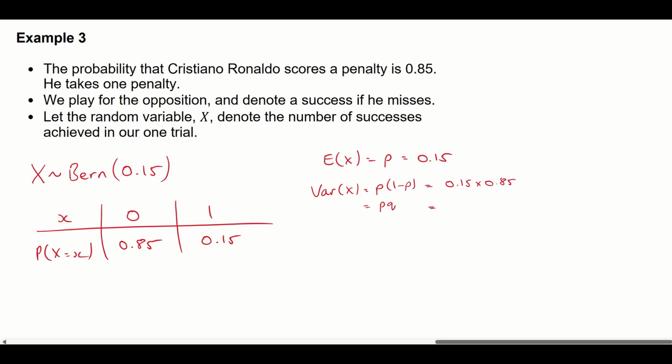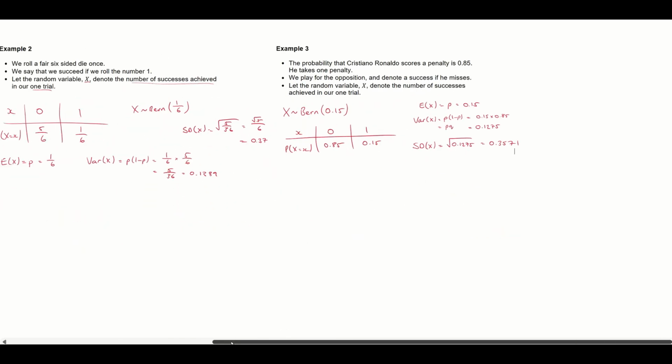If you pop that into a calculator, we get 0.1275. And finally, if you wanted the standard deviation of x, that is just the square root of the variance, which we can calculate on a calculator. We get 0.3571. So that's it for a Bernoulli distribution and our Bernoulli random variables.